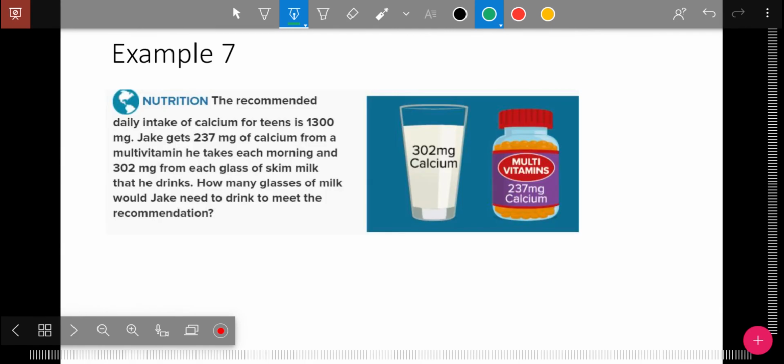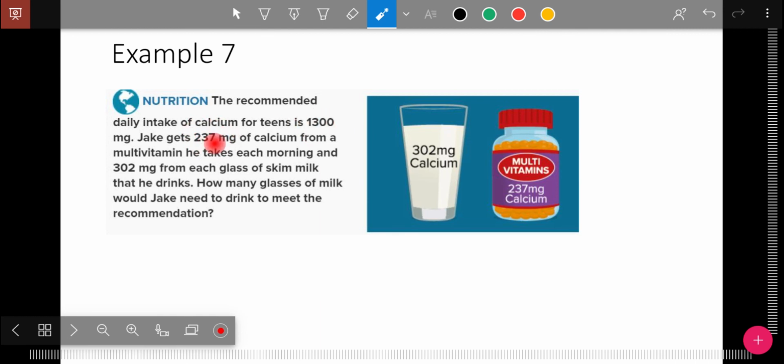Last example. The recommended daily intake of calcium for teens is 1,300 milligrams. Jake gets 237 milligrams of calcium from a multivitamin he takes each morning and 302 milligrams from each glass of skim milk he drinks. How many glasses of milk would he need to drink to meet the recommendation? A lot of words, right? Is he allowed to have more than 1,300? Yes, that's the recommended, but it's 1,300 at a minimum standard. So you're allowed to have more.